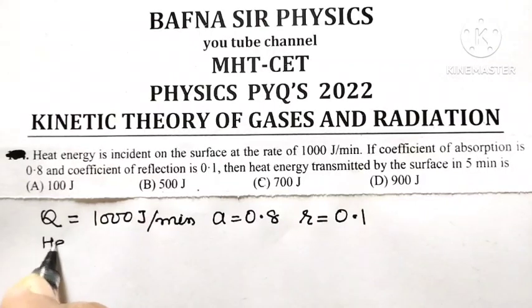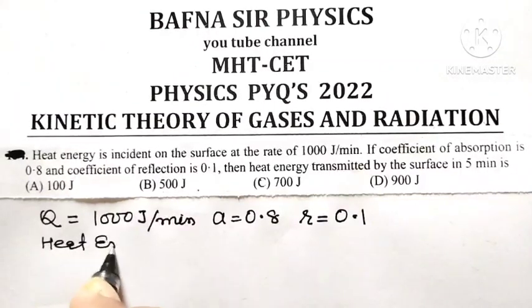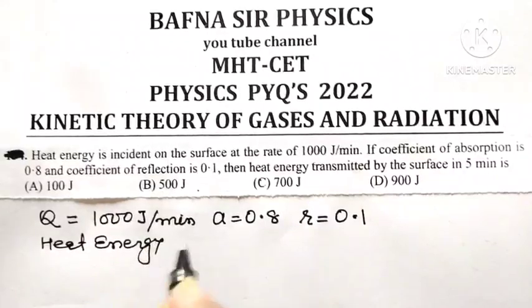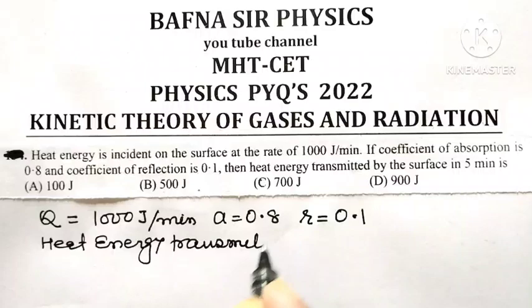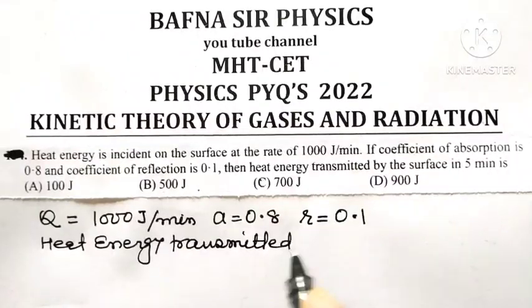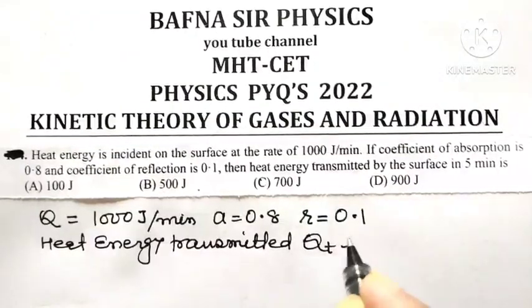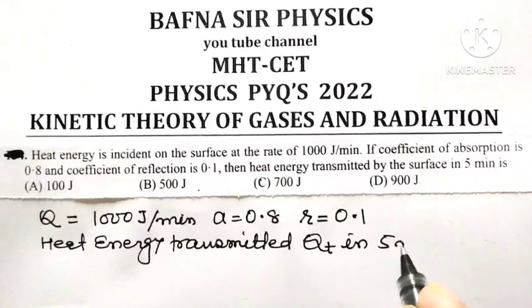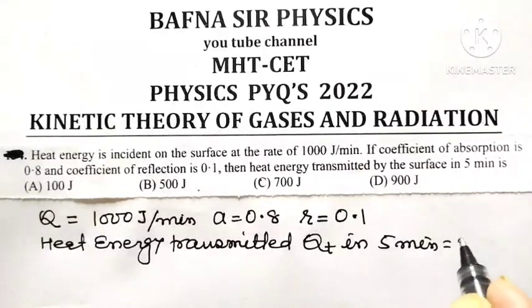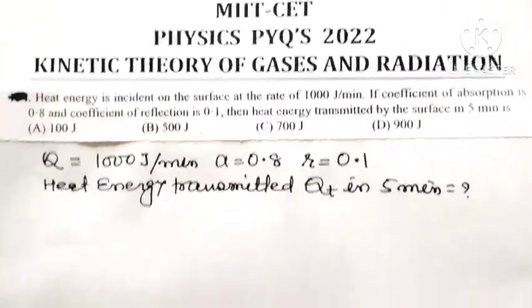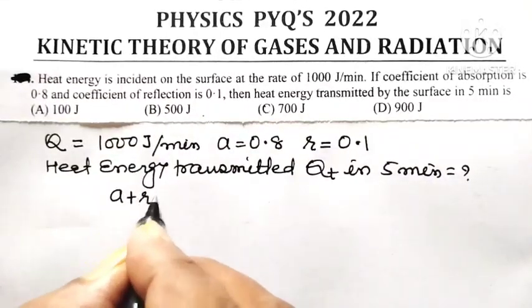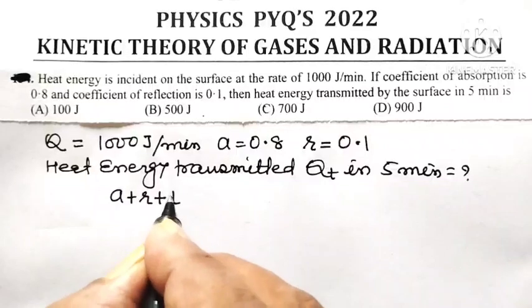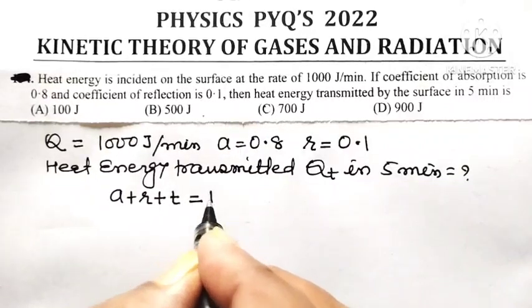Heat energy transmitted QT in 5 minutes, that we have to find out. Now we know very well that coefficient of absorption plus coefficient of reflection plus coefficient of transmission is equal to 1.